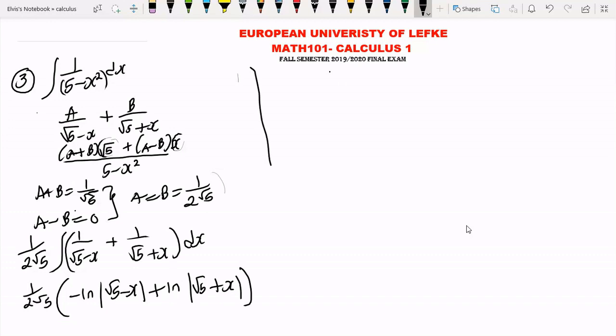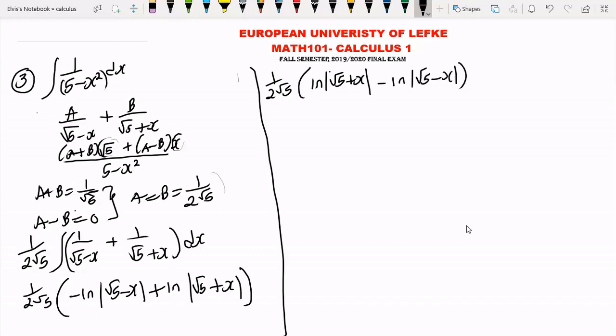Now guys, we can also write this as 1 over 2 root 5, then multiplied by ln of the absolute value of root 5 plus s, then minus ln of the absolute value of root 5 minus s. Now guys, this can also be written as 1 over 2 root 5, then multiplied by ln of root 5 plus s divided by root 5 minus s, because we're having subtraction of logarithmic functions.